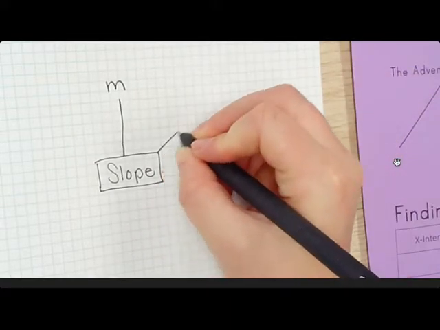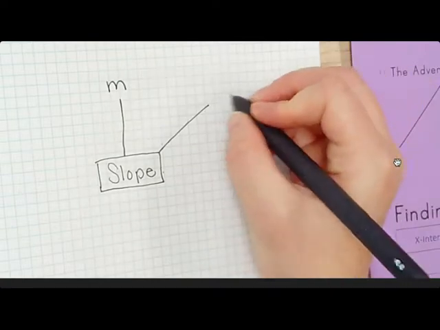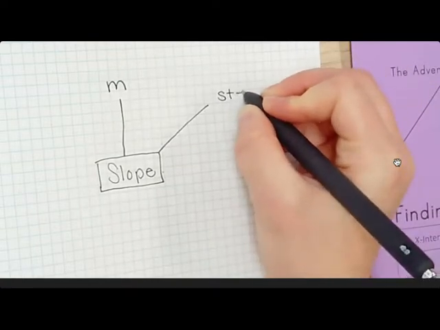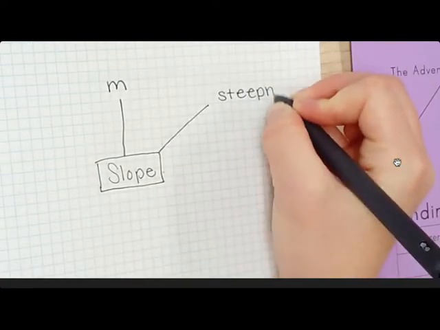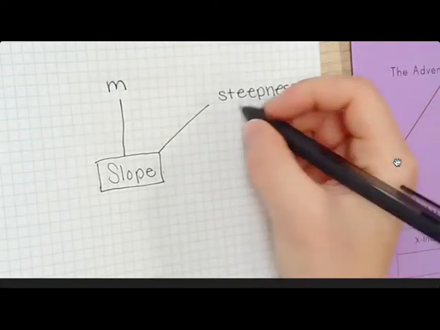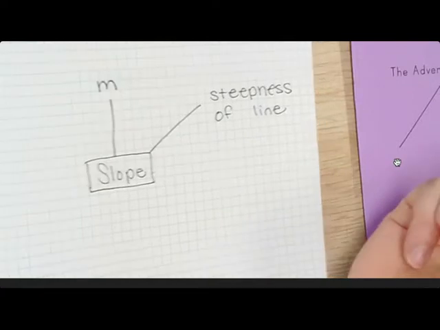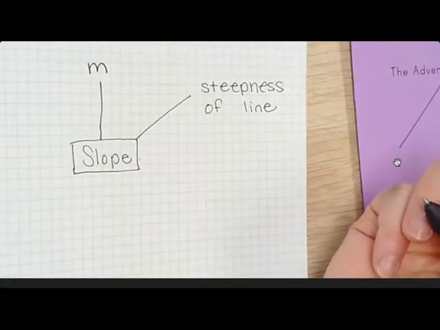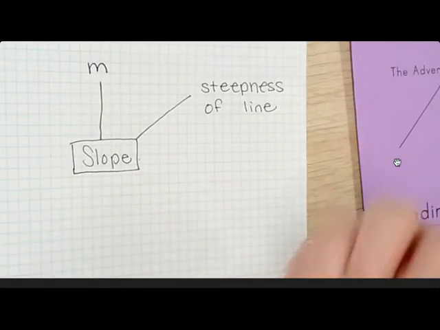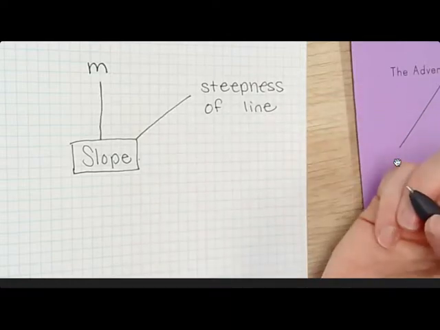And slope is what measures the steepness of a line. Steepness of line. Because slope is just with linear functions.